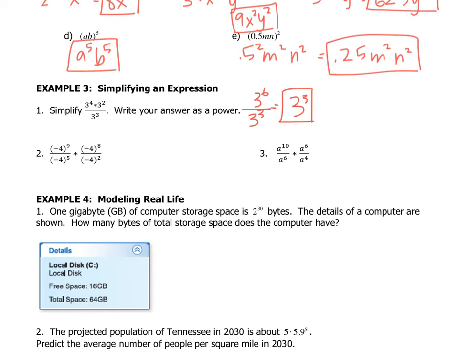In number 2, instead of going across first, you could also go down first. So this would be negative 4 to the 4th times negative 4 to the 6th, which would be negative 4 to the 10th. Don't forget your parentheses. Do the same thing in number 3. This would be a to the 4th, because you subtract when you divide, times a to the 2nd, which gives me a to the 6th.